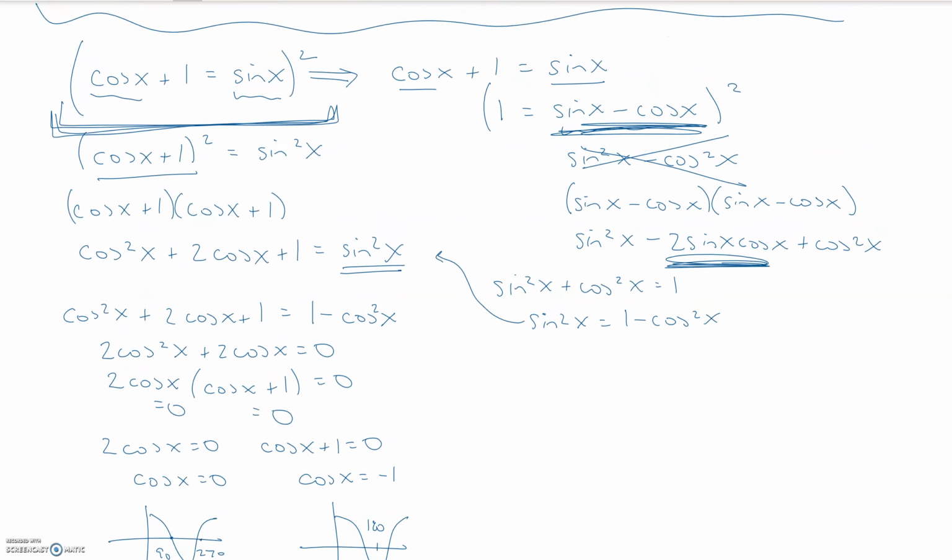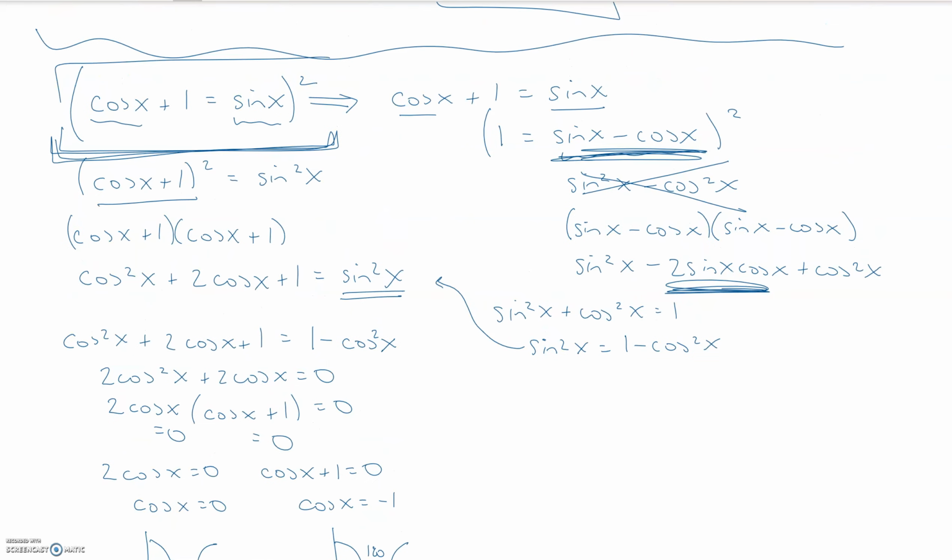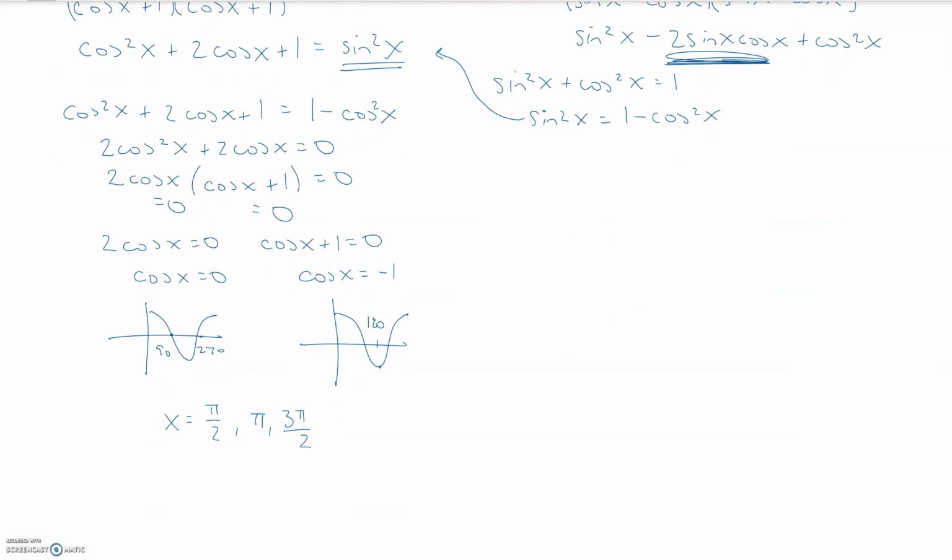The problem is, at the very beginning, when we had cosine x plus 1 equals sine x, and we squared the whole problem, by squaring the entire problem, we created the possibility of extraneous solutions.